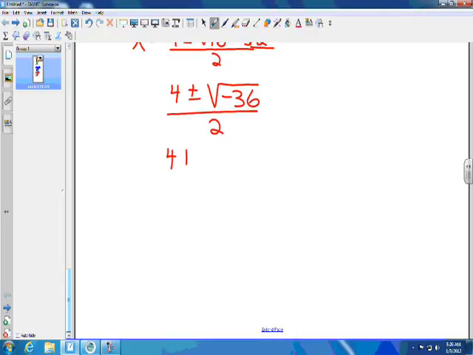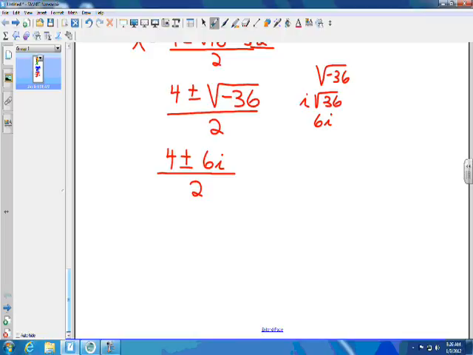So we have 4 plus or minus. Now, I would take this radical over to the side and simplify it. So what do you have to do to that first? Put an i in front so that you have i square root of 36. What's the square root of 36? So your answer would be 6i. And that's what you would put in right there for that radical. Still all over 2.